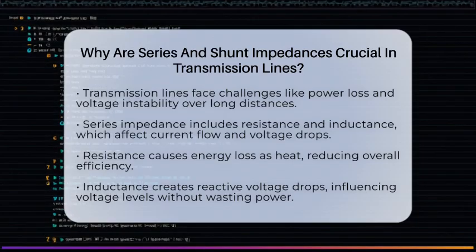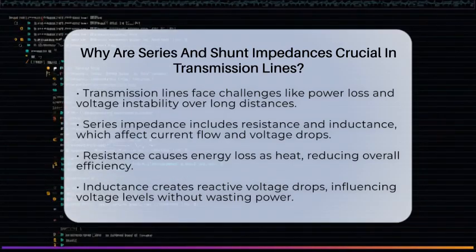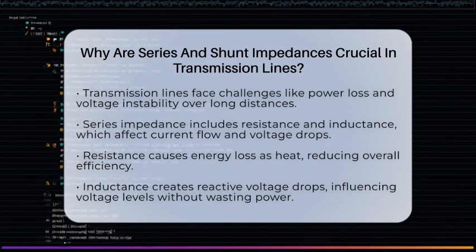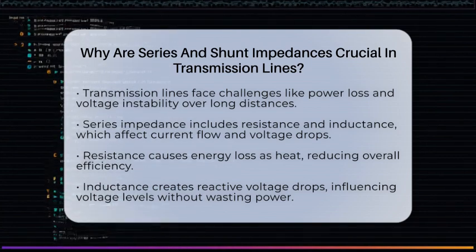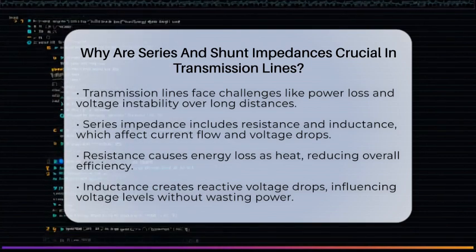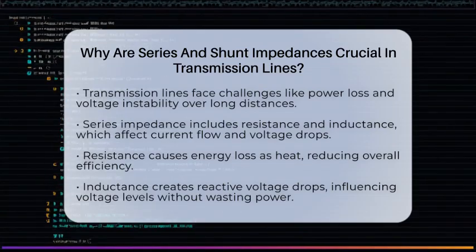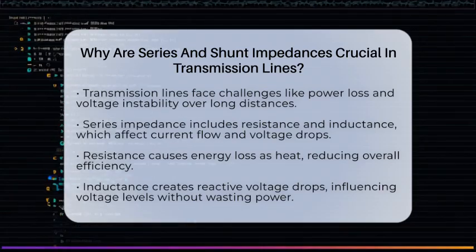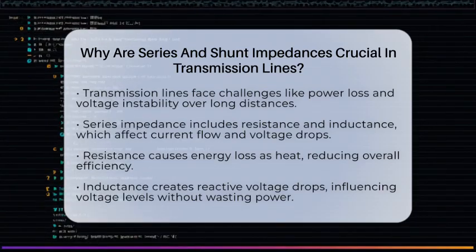When electricity travels through a transmission line, it faces resistance and other effects that can change how much power gets through and how stable the voltage remains. These effects are described by series and shunt impedances, and understanding them helps engineers keep the power flowing smoothly.